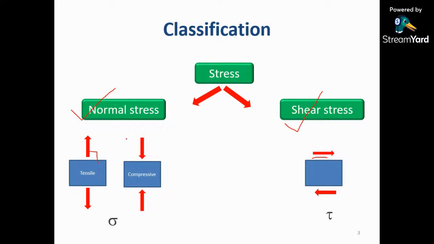The notation generally used is sigma to represent normal stresses and tau to represent shear stresses. Again, in normal stress we have tensile mode and compressive mode. The terminology itself indicates that compressive stress will obviously be compressing the material, while tensile is more like a pulling action. So this is the fundamental classification of stress depending upon how it is acting upon the body, whether perpendicular or parallel. Normal is represented by sigma and shear by tau.